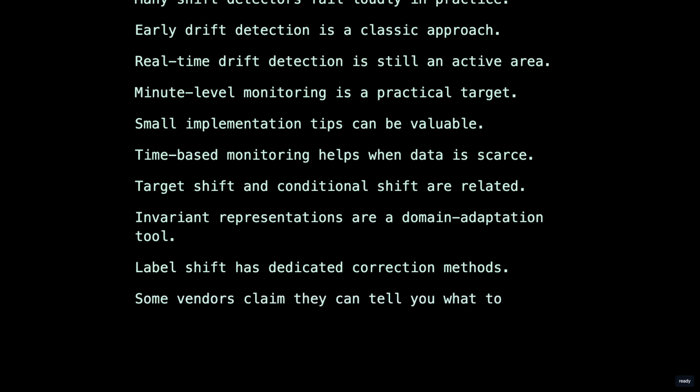That claim sounds useful, but it should be treated carefully. Detecting drift is hard enough. Identifying the exact retraining data from monitoring signals is a much stronger statement.